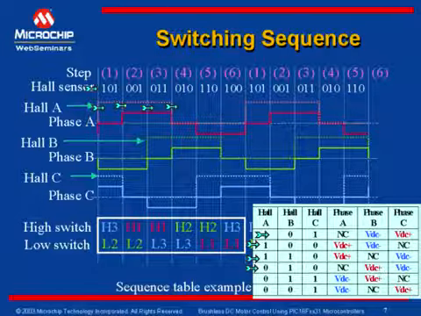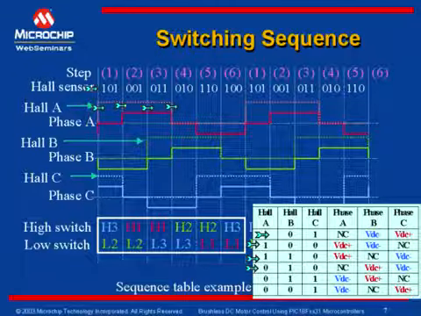Every sequence has 2 windings connected across the power supply and the 3rd winding left open. If you see the example of the sequence here, every step has 2 windings connected across the power supply and the 3rd left open.